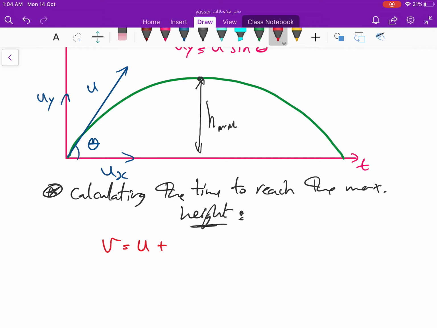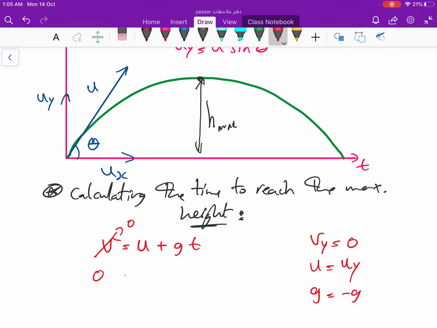V is equal to u plus gt. What is the final velocity? We are going to calculate the final vertical velocity, Vy, and the final vertical velocity is 0, since the object is moving upwards, as we mentioned before. What is the initial velocity? Which initial velocity are we going to use, ux or uy? Since we are talking about moving upwards against gravity, u is equal to uy. And g is equal to negative g.